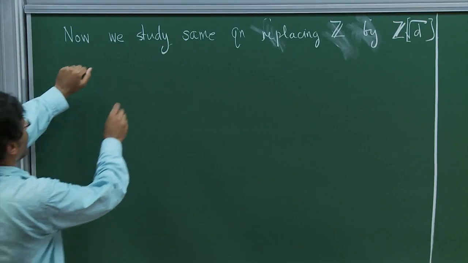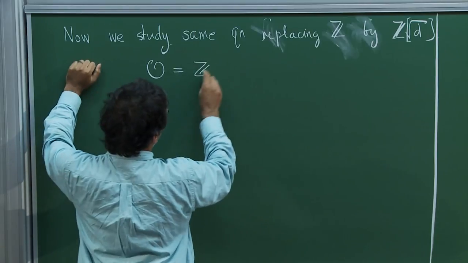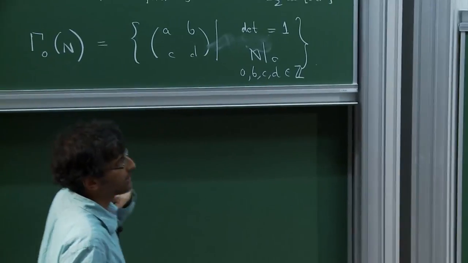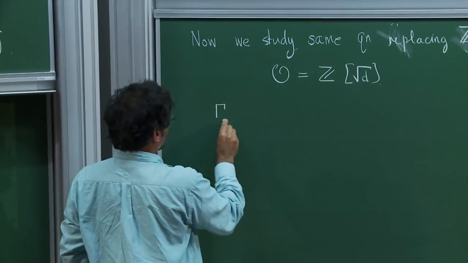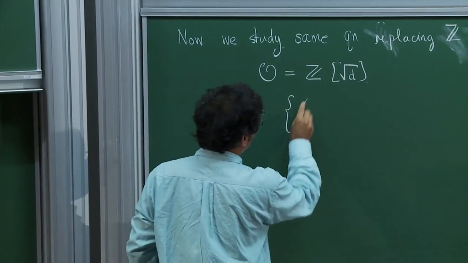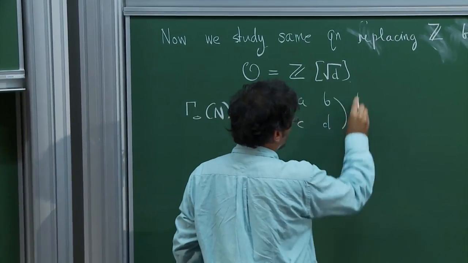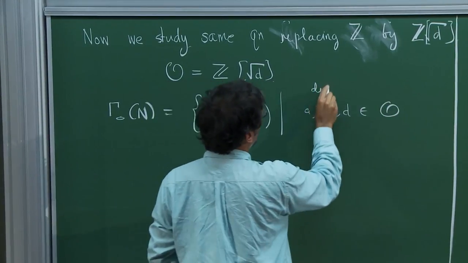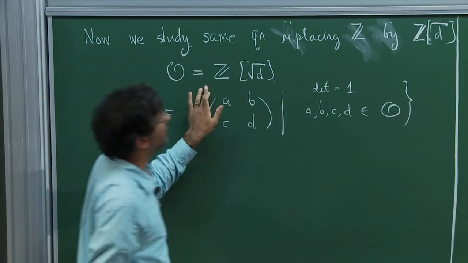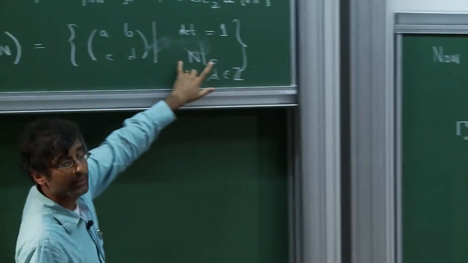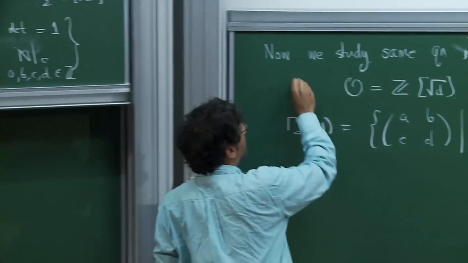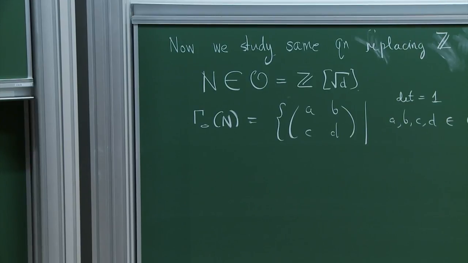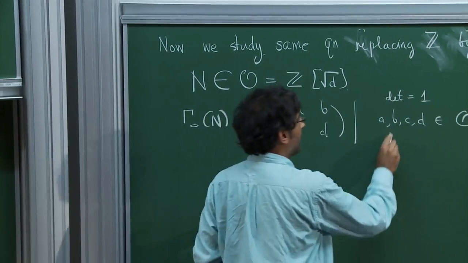Okay, so in other words, let me call it O, Z square root d. And now, this definition, as I said, still makes sense, but let me just write it out so we're clear. So gamma naught n is still the determinant one matrices in O. The determinant is still one. And now this element n is allowed to belong to O. In fact, n could be an ideal, but just to keep it as similar to the previous case, we'll just take an element. And n divides C.